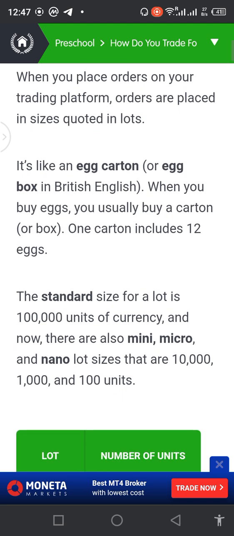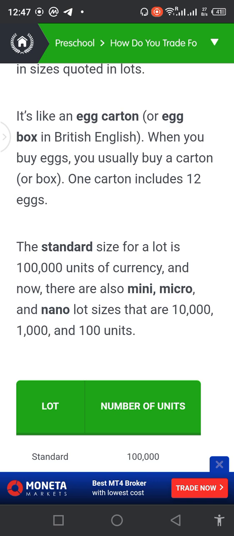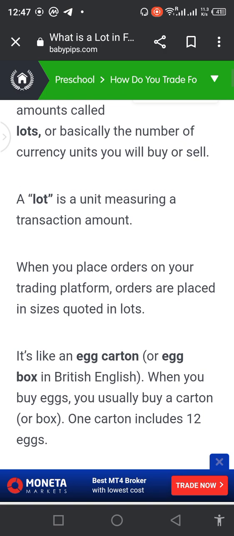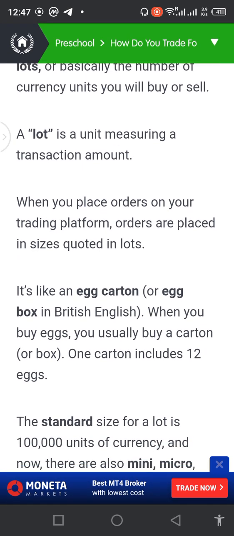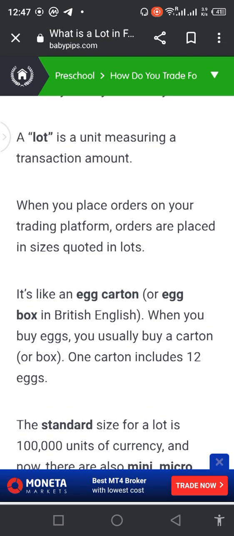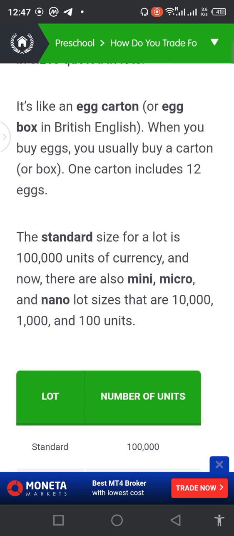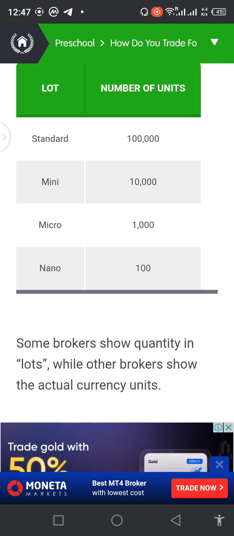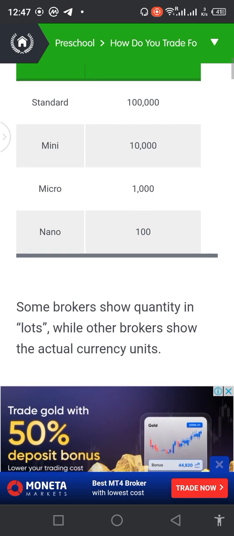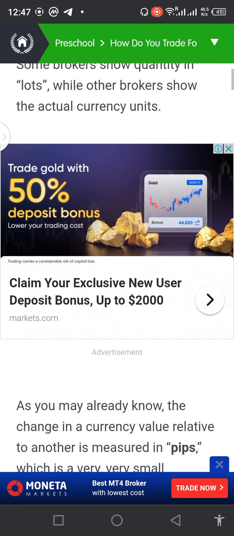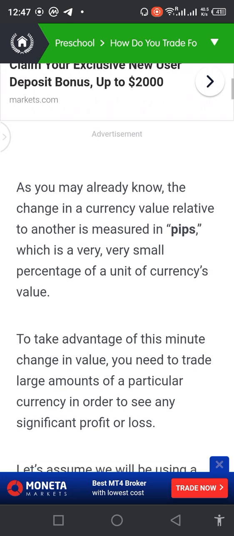The standard size of a lot is 100,000, the mini is 10,000, the micro is 1,000, and the nano is 100. A lot is a unit measuring a transaction amount. Some brokers show quantity in lots, while other brokers show the actual currency units, so it depends on which broker you are dealing with.